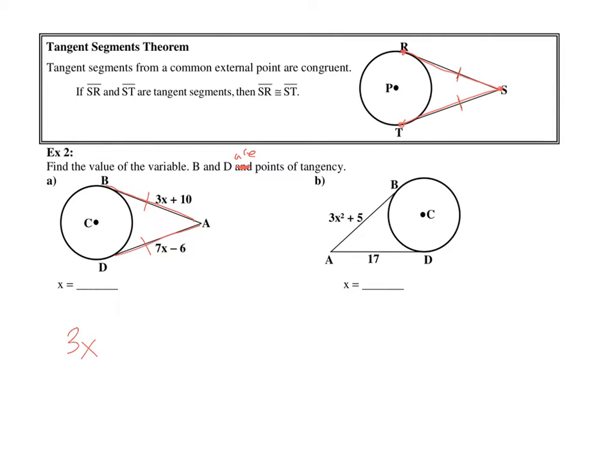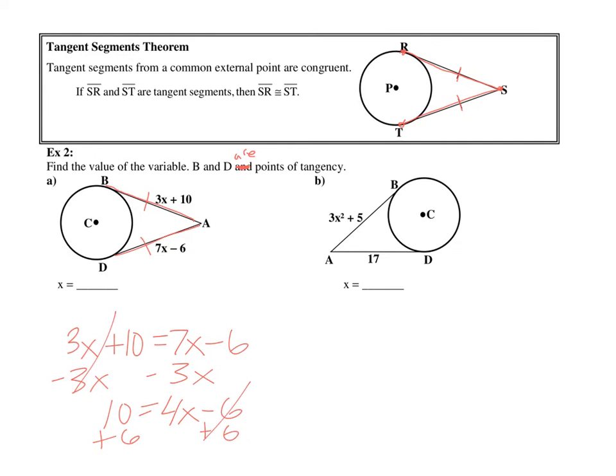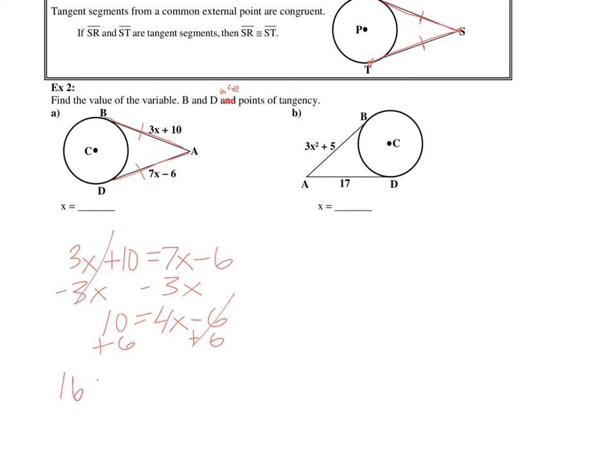And all I have to do to solve for x is set those two expressions equal to each other. All right, subtract 3x here. So if 10 is equal to 4x minus 6, add 6. And I have 16 is equal to 4x. Divide by 4. X is equal to 4. Done. Part B. Okay.